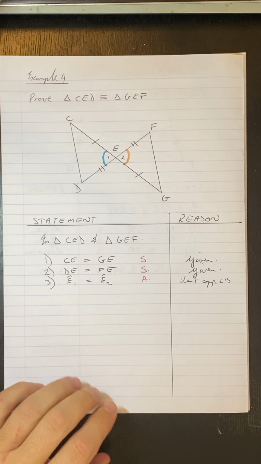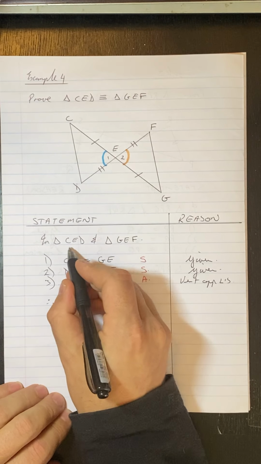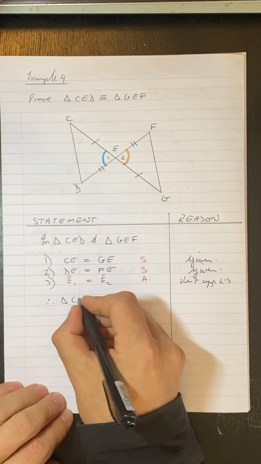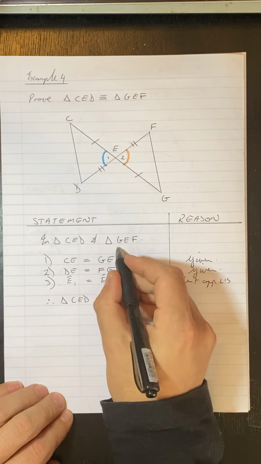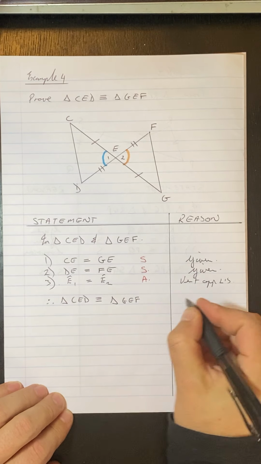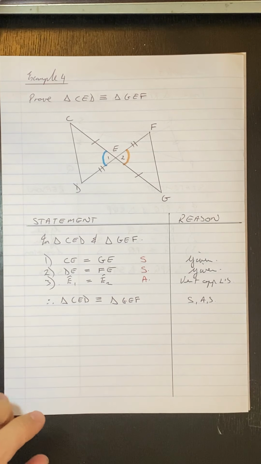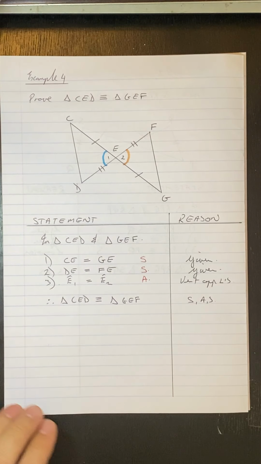Okay. So what I can say now is, therefore, triangle CED is congruent to triangle GEF, and my reason is SAS. Okay, I want you to keep it like this, SAS, just to show that it's the inclusive angle.